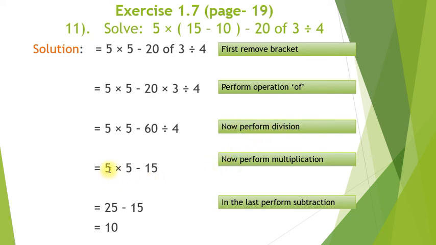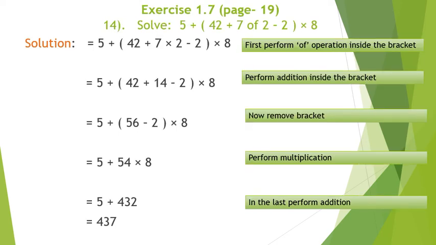Now we have to multiply. 5 multiplied by 5 we get 25, then minus 15. Now we perform multiplication, and 5 multiplied by 5 we get 25. 25 minus 15, this is the last operation. Here in this sum there was no addition, so we will skip that step and we just go to the subtraction, that is 25 minus 15, and we get 10. That is the answer. That was the last operation.